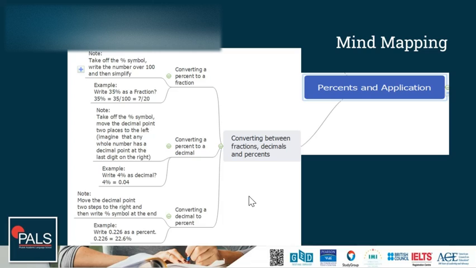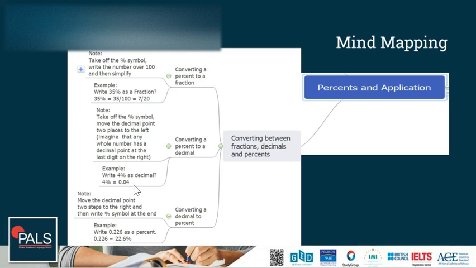The second one is converting a percent to a decimal. We need to take off the percent symbol and move the decimal point 2 places to the left. Imagine that any whole number has a decimal point at the last digit on the right. For example, write 4% as decimal. Take off the percent, and from the right of 4, move 2 digits to the left. So we have 0.04.